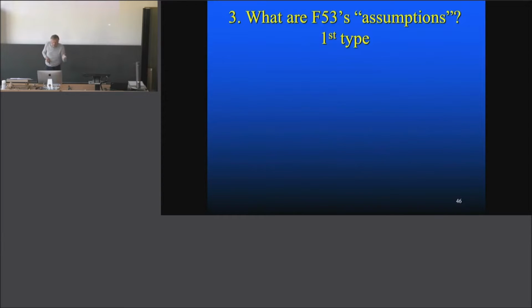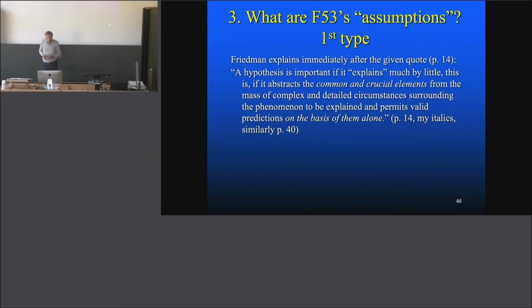So, therefore, the next section: what are F53's assumptions? First, the first type, and you will see the difference to the second type when I come to it. Friedman explains immediately after the quote I just mentioned: a hypothesis is important if it explains much by little. This is, if it abstracts the common and crucial elements from the mass of complex and detailed circumstances surrounding the phenomenon to be explained and permits valid predictions on the basis of them alone. This is my italics. So this is what he writes about these assumptions.